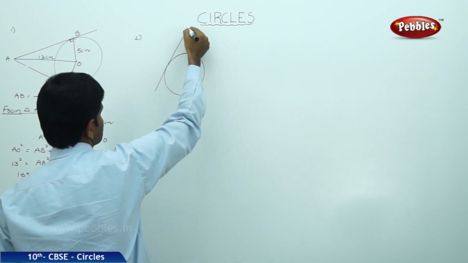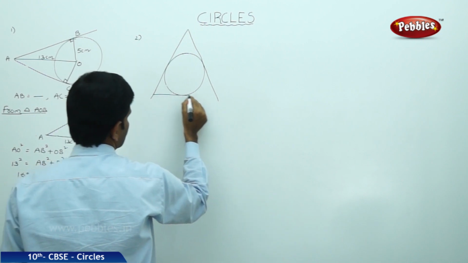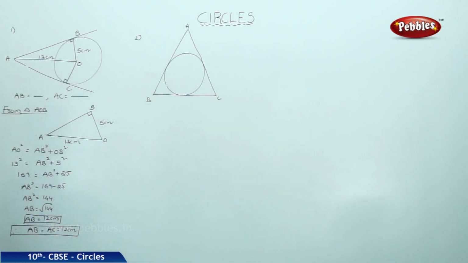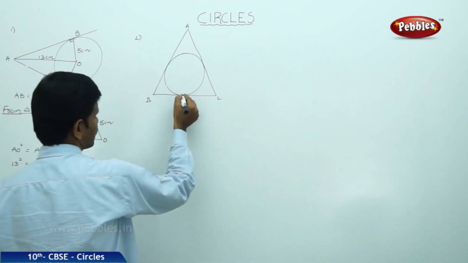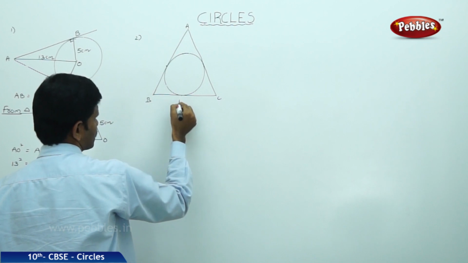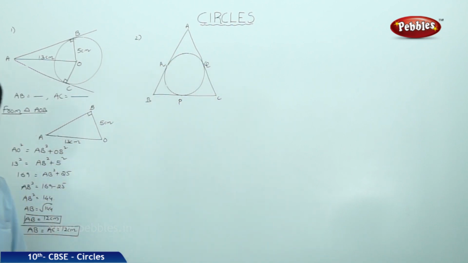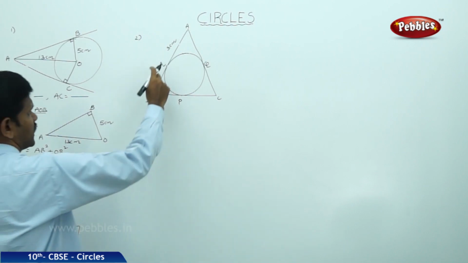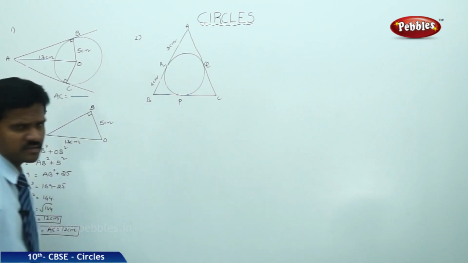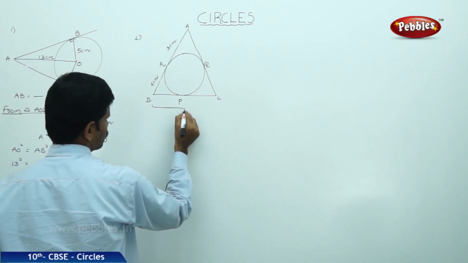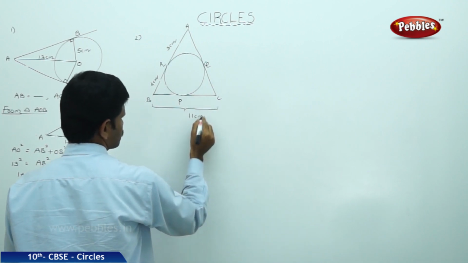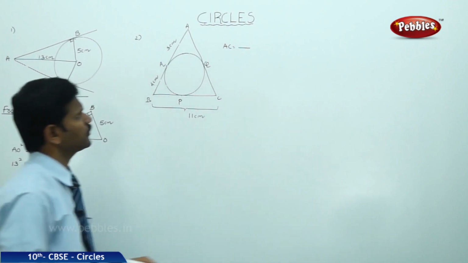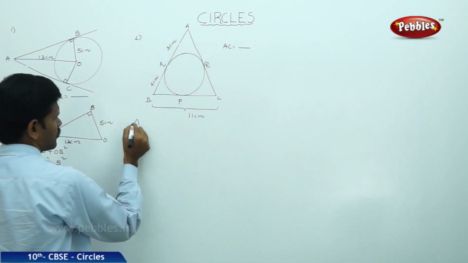A circle is inscribed in triangle ABC and the circle touches the sides at three points, name them P, Q, R. The length of AR is 3 centimeters, the length of RB is 4 centimeters and the length of BC is 11 centimeters. Then you have to find the length of AC. That is the answer.